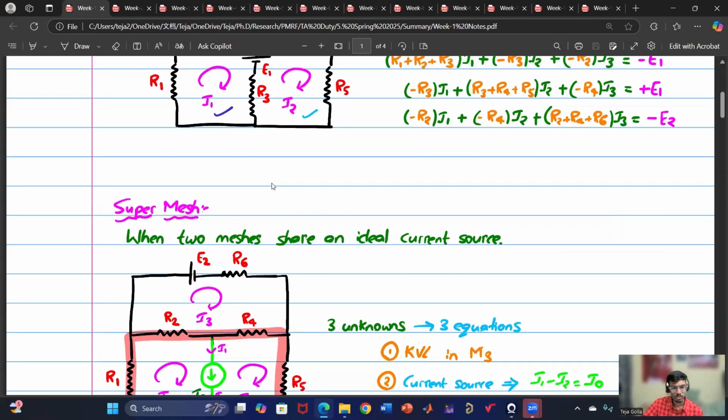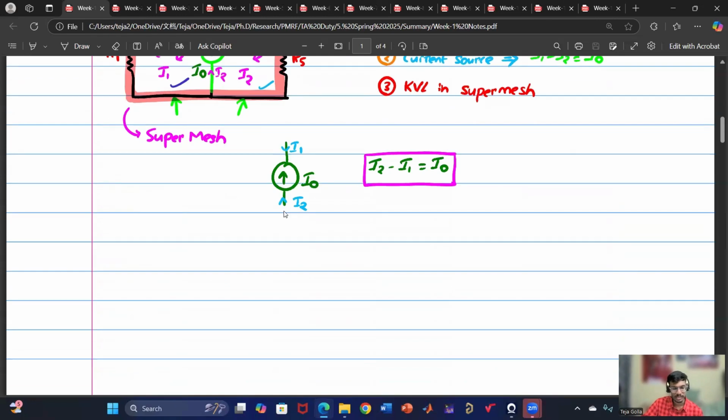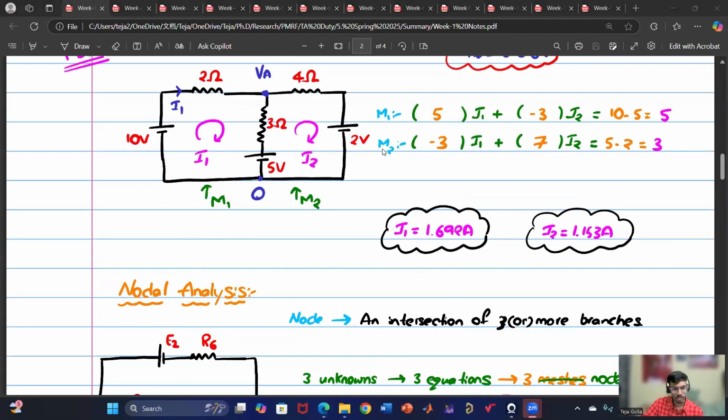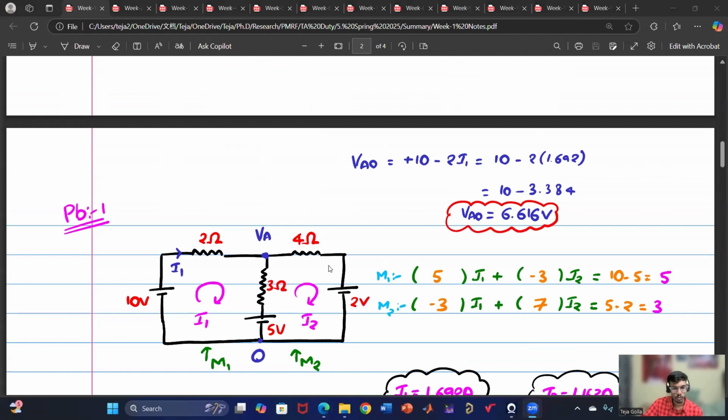And then we have also discussed super mesh. This super mesh happens when two meshes share an ideal current source. When such a thing happens, we consider the outer mesh and apply something called super mesh analysis. Then we get different equations to solve for the different unknowns. Then we have solved one problem quickly. And this is a normal mesh, not a super mesh.